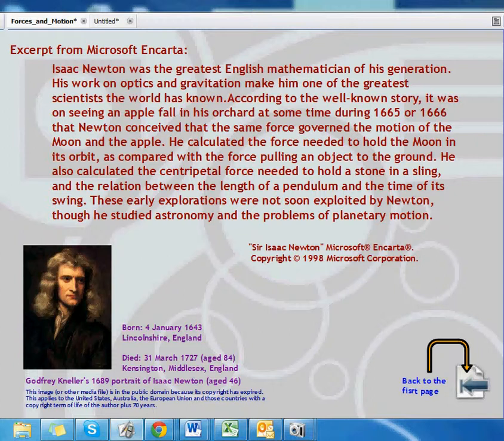He calculated the force needed to hold the moon in its orbit, as compared with the force pulling an object to the ground. He also calculated the centripetal force needed to hold a stone in a sling, and the relation between the length of a pendulum and the time of its swing. These early explorations were not soon exploited by Newton, though he studied astronomy and the problems of planetary motion.